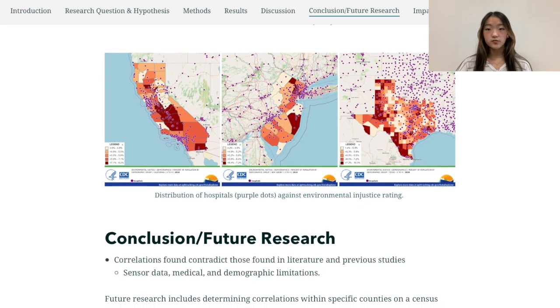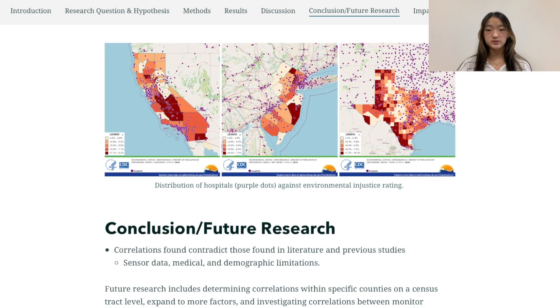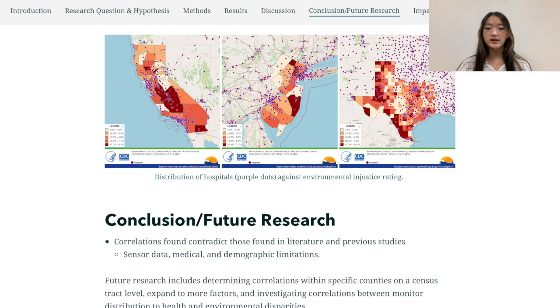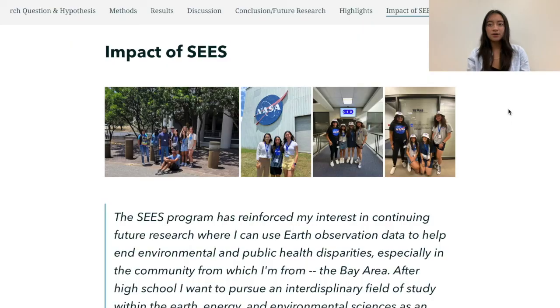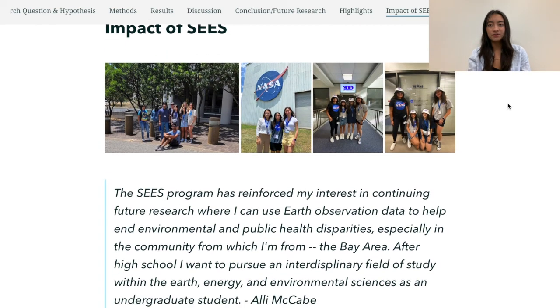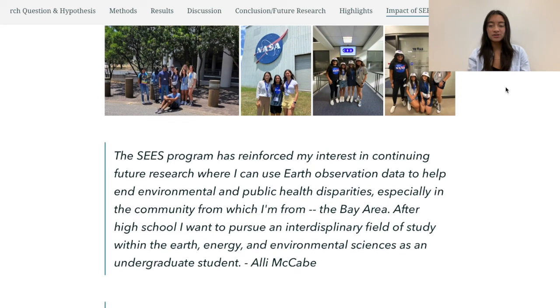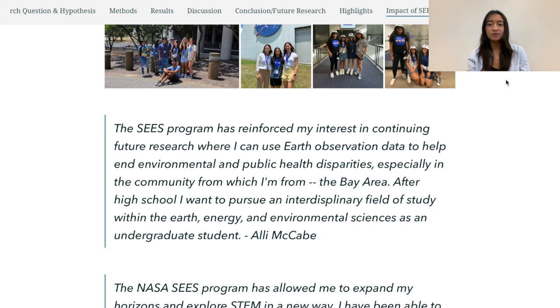In the future, we hope to analyze the correlations in specific counties within our 3 states, as well as extend the research to a larger range of factors. We also hope to investigate the distribution of air quality sensors and to help determine which areas within each state are in most need of more sensors. The SEAS program has reinforced my interest in pursuing future research where I can use Earth observation data to help end environmental and public health disparities.